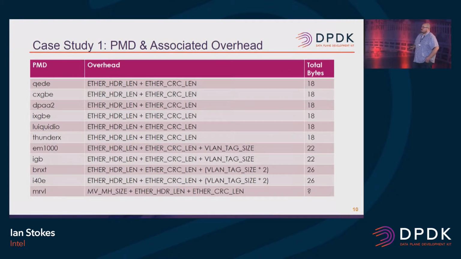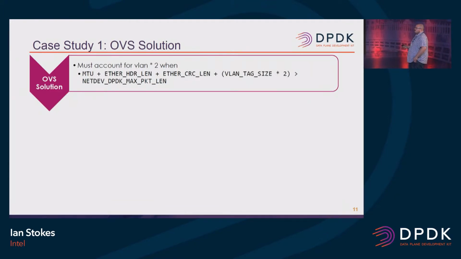So from our point of view in OVS, this was a real customer issue. How do we work around it? The solution that we came to at the time was, let's just assume the worst case scenario. We couldn't see this overhead being exposed anywhere, so we said that when you do this validation, you'll essentially just have to account for 2 VLAN sizes and make sure it's not bigger than your maximum supported packet.